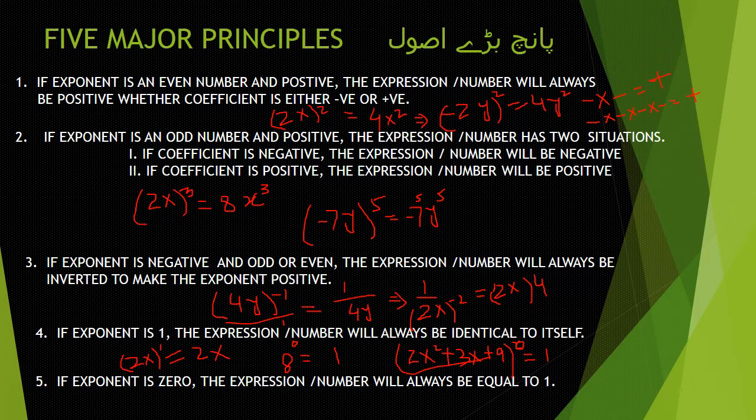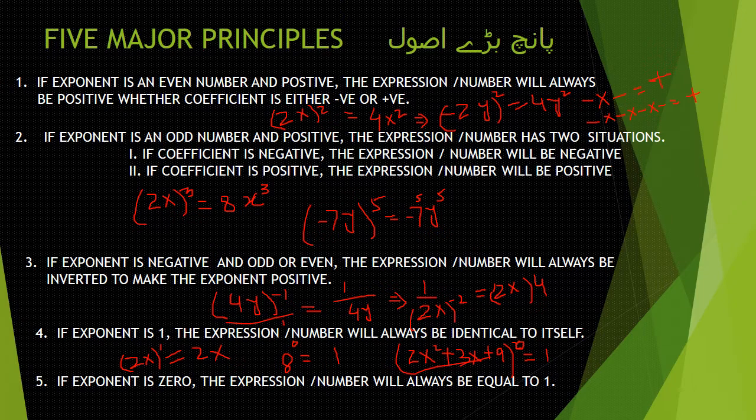If the power or exponent is positive but an odd number, we will look at the coefficient. If the coefficient is negative, the algebraic expression will be negative. But if the coefficient is positive, the algebraic expression will be positive.